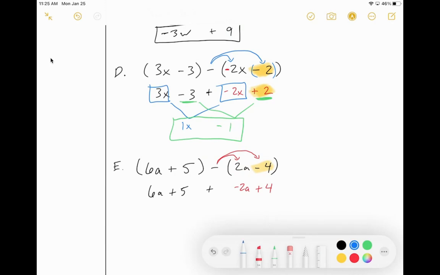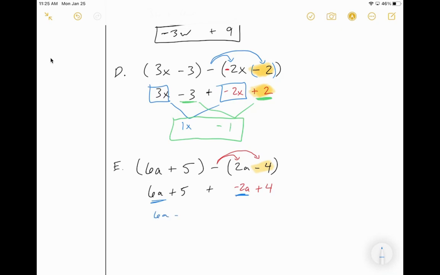Okay, here we go. 6a minus 2a gives me 4a. And then positive 5 plus 4 gives me a 9. Yeah? Does that make sense? Good. A lot of you guys got that one. So this is really hard stuff, but once you get it conceptually, you're like, oh, I get it. All those minuses become pluses, okay?